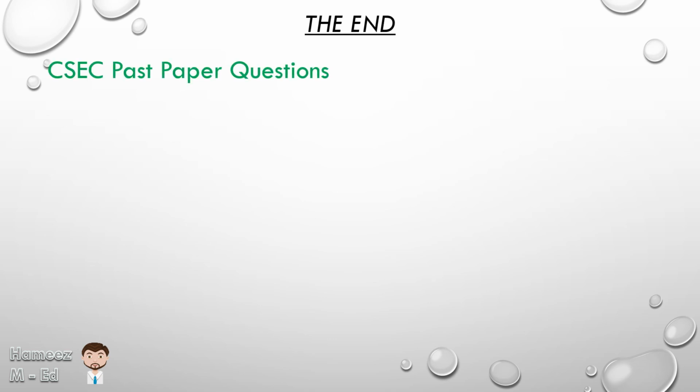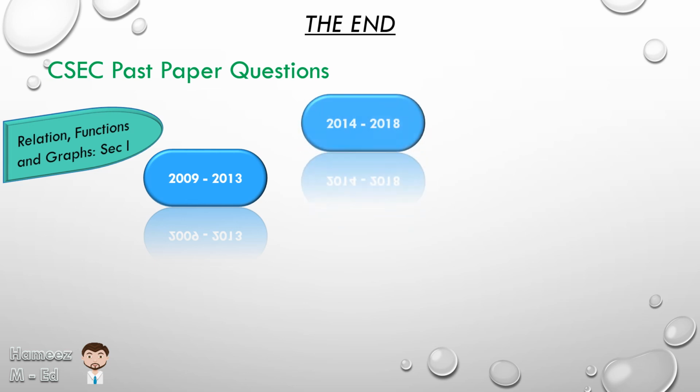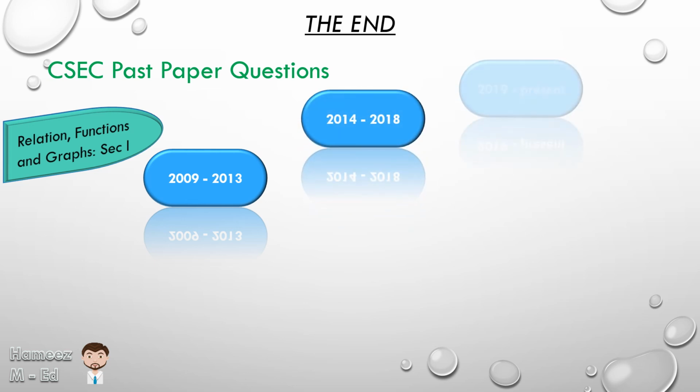We have now come to the end of CSEC past paper questions in the topics of relations, functions, and graphs. In section 1, in our first video in this playlist, we looked at past paper solutions from 2009 until 2013. In the second video, for the next 5 years from 2014 until 2018, and in this video from 2019 until the present.